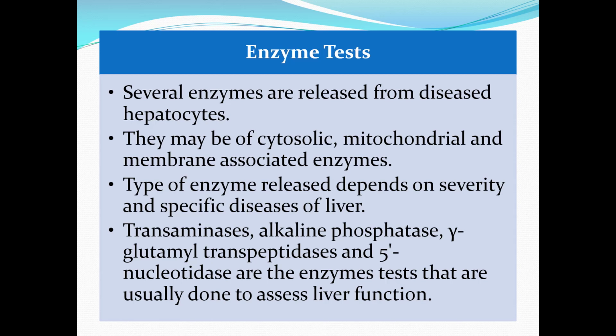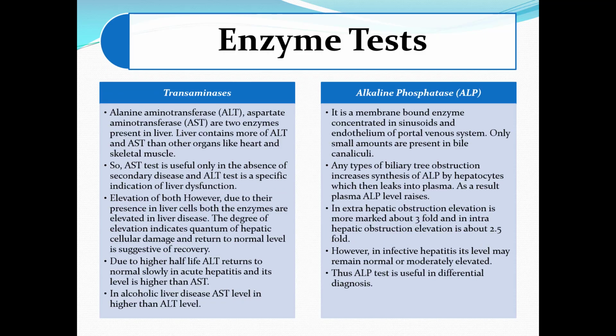Enzyme tests. There are several enzymes released by the hepatocytes or the cells of the liver. They may be cytosolic, mitochondrial, or membrane associated enzymes. This enzyme release depends upon the severity and specific disease of the liver. We have transaminase, alkaline phosphatase, gamma glutamyl transpeptidase, and 5-nucleotidase as the enzymes that are typical for liver function.